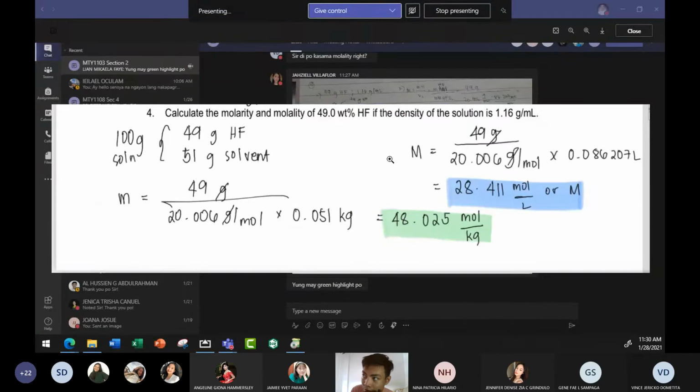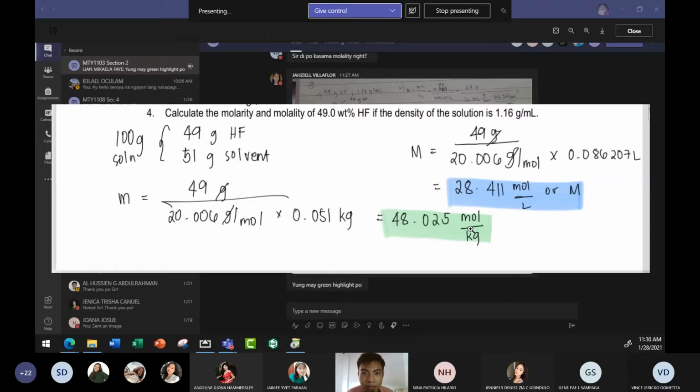Okay, so still with the same info, ito yung ating calculation for the molality, small letter m. So that's mass divided by the molar mass times the kilograms of the solvent. So you convert 51 grams solvent by 1,000. So you will get this number. You divide them and then you will have molality equal to 48.025 mole per kilogram. Okay.